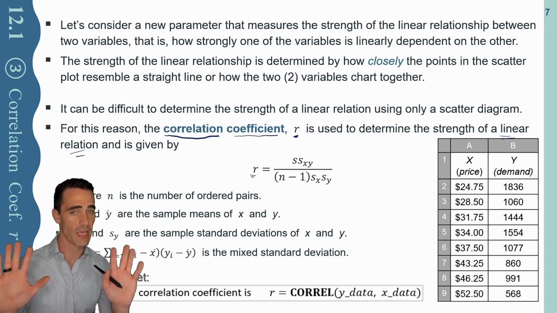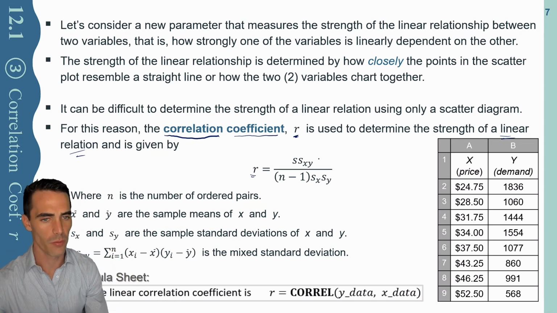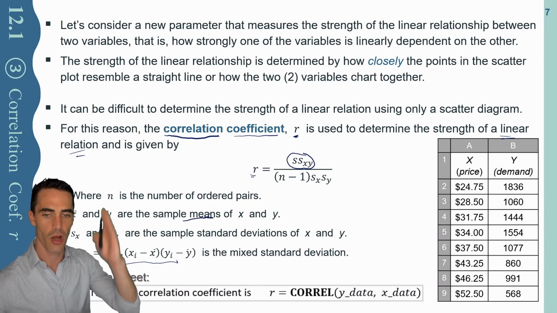If you wanted to compute this by hand, I wouldn't recommend it. This is the formula for you. This is a mixed standard deviation over here. The formula is down here. It's quite a bit of a mess. Some of these characters we should recognize. I have X bar and Y bar. Well, those are just sample means of each of their individual columns.